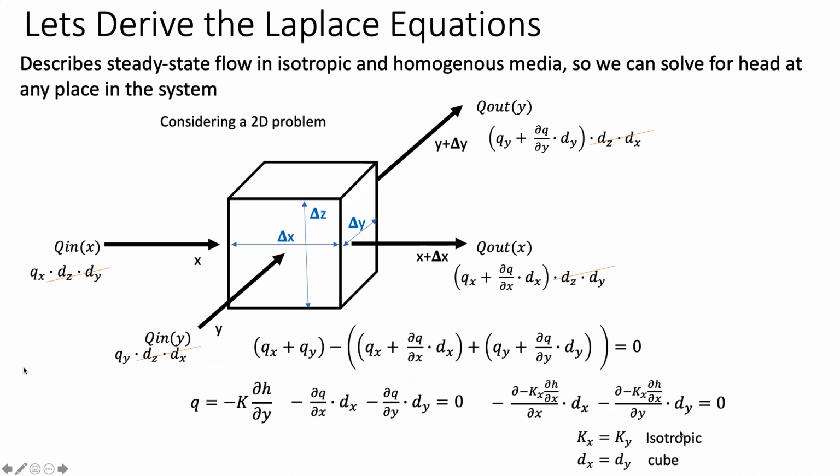And so because it's isotropic and because it is a cube, we end up with an equation where we have the partial differentials of the change in head over the change in space that we're talking about. And so this equation is the Laplace equation that allows us to solve for a change in head at any given position within the boundary of this system.